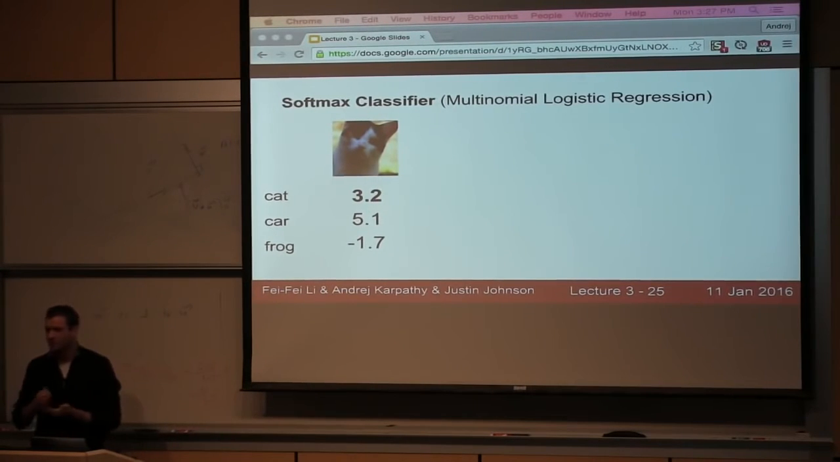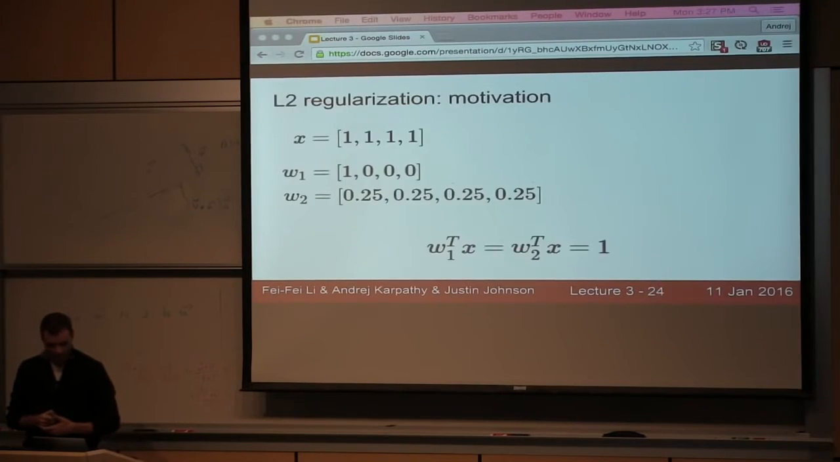Was there a question over there? Yeah, so I was wondering on a higher level why we would want to do regularization for weights. Is it to choose which weight is better given that they have the same loss? Yes, so the question is, why do we want to use regularization basically?